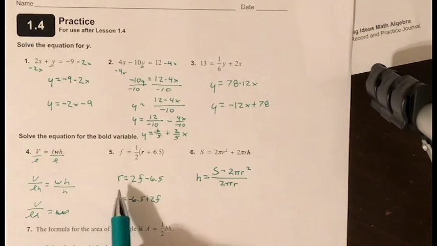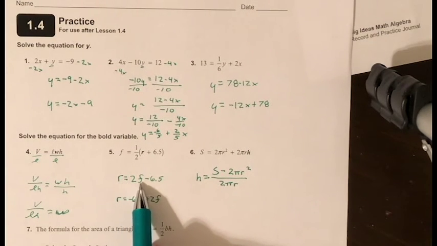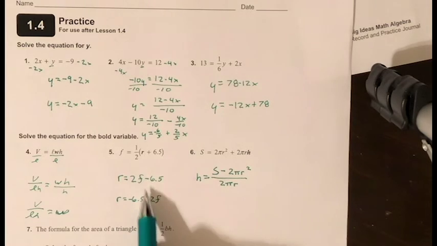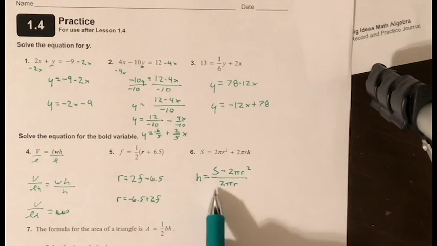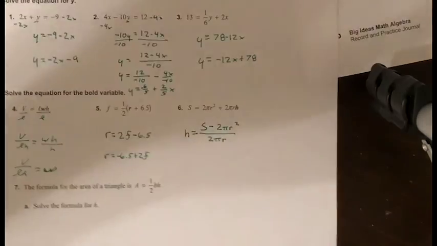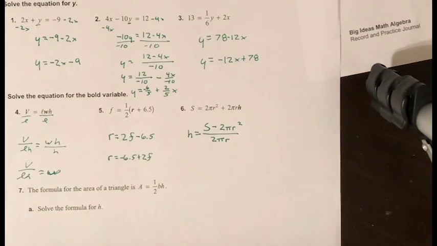All right, for 5, you should have gotten r is equal to 2f minus 6.5, or you could have gotten r is equal to negative 6.5 plus 2f. Either one of these is correct depending on how you wrote it. And the h was a little bit more difficult, but you should have gotten s minus 2 pi r squared all over 2 pi r. All right, and for your challenge problem, I'm going to leave you with number 7.